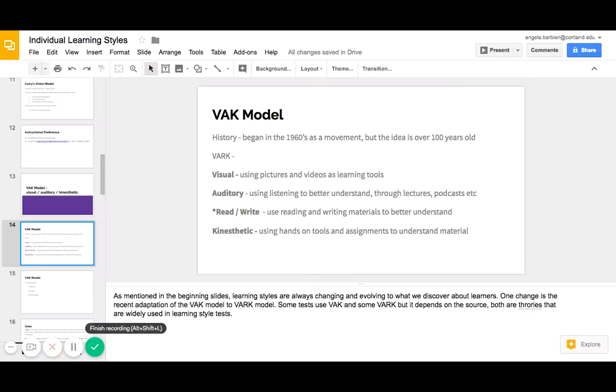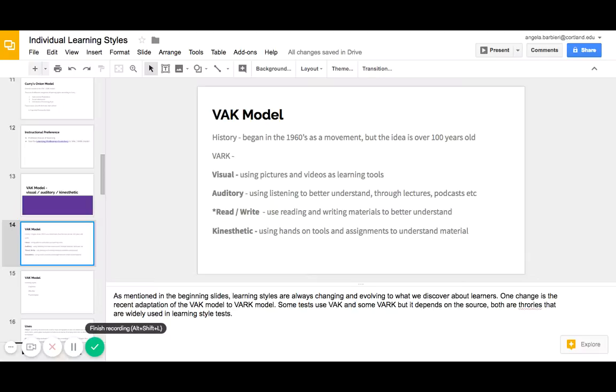So the first part of VARC or VAC is visual, which is using pictures and videos as learning tools. So these are students that do better when they either see pictures or graphs and they learn from videos. So it can be possible that these students are better at learning through movies or presentations in that sense.